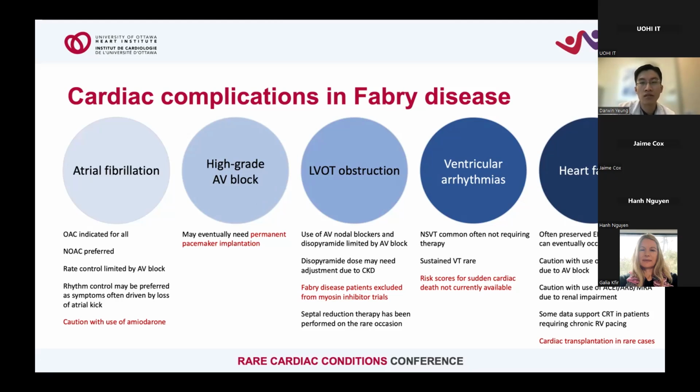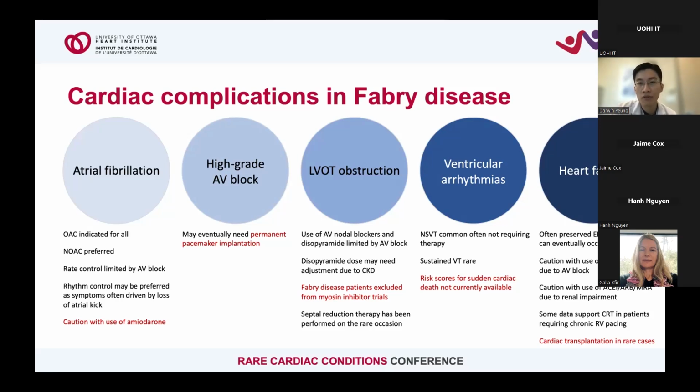LVOT obstruction is managed very similarly to HCM with respect to AV nodal blockers and disopyramide, but this again can be limited by AV block. Disopyramide is further limited potentially in this patient population due to renal impairment, which is common in Fabry disease. And it's important to note that patients with Fabry disease were excluded in the recent myosin inhibitor mavacamten trials, so this is not an option currently for these patients. For those who have significant symptoms related to LVOT obstruction that's refractory to these medication options, septal reduction therapy has been performed on the rare occasion with success.